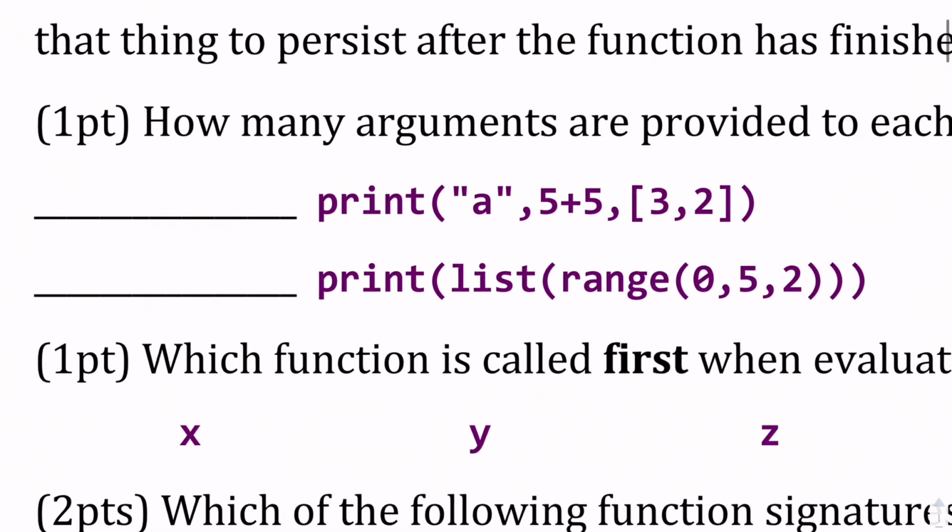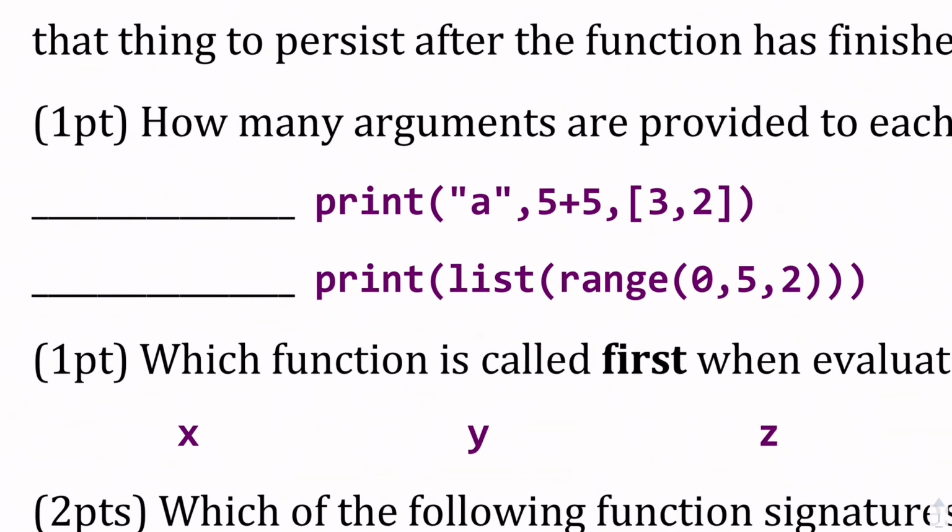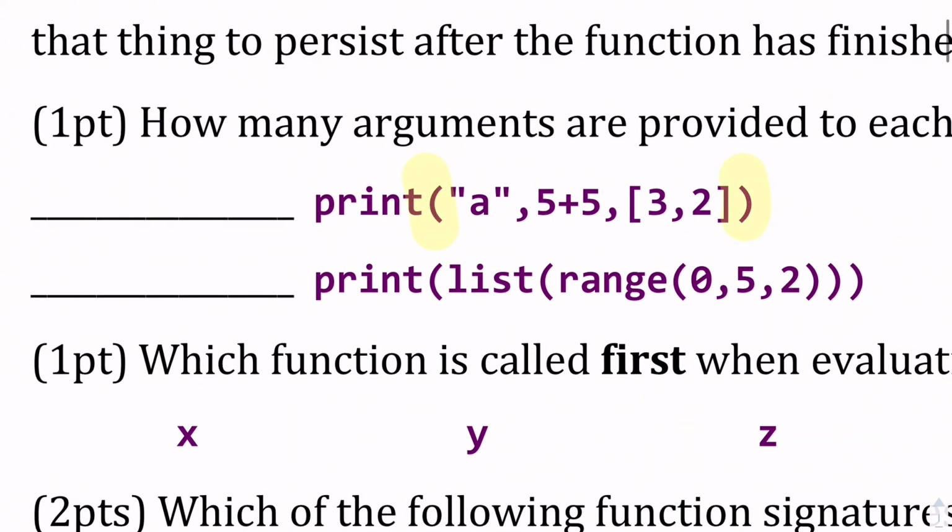So how many arguments are provided to each call? Well, if we zoom in here, we'll see that the print function on the first line starts at this parenthesis and stops at this parenthesis. So the commas that don't appear inside of other brackets, like a list square bracket, will be the things that separate the arguments in this print call. So that means that we have 1 argument, 2 arguments, and then 3 arguments. So there's 3 total for this one.